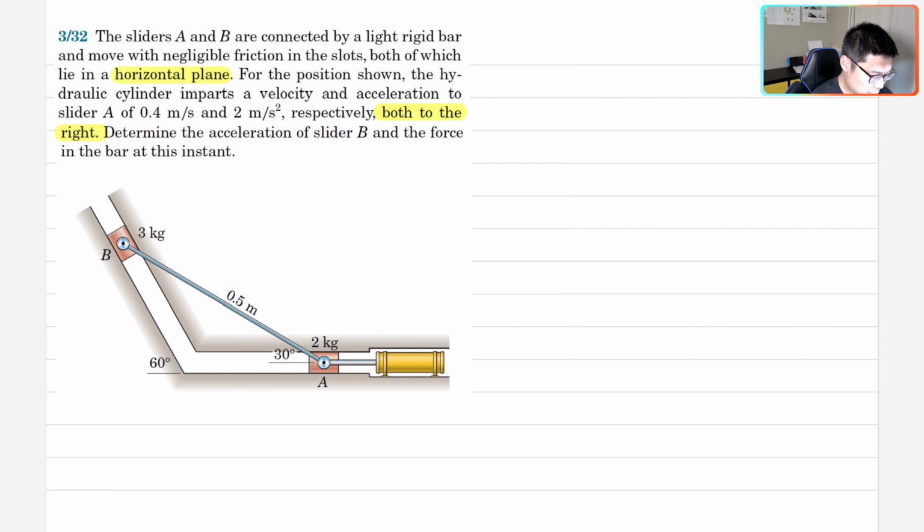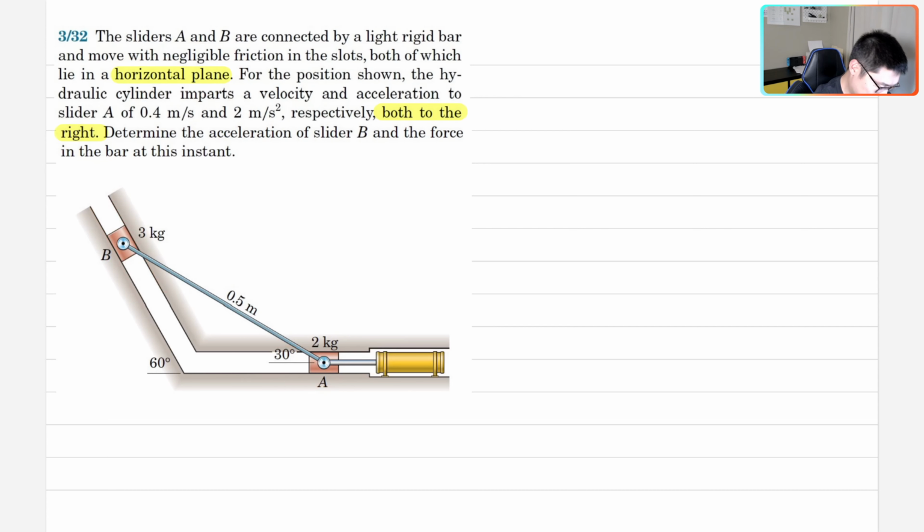In this case, first of all, you want to realize where you are observing this from. This is on a horizontal plane. So A and B, we're looking at this on top of it. It's a top-down view. And they're both to the right. So when it slides, A will go this way and B will go this way. And they are all constrained within the channel.